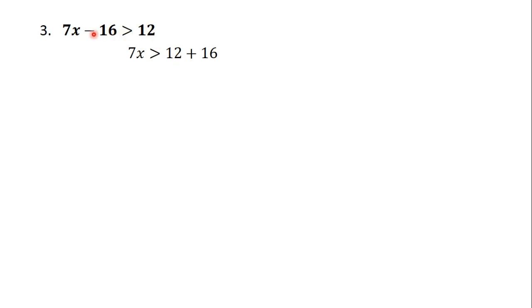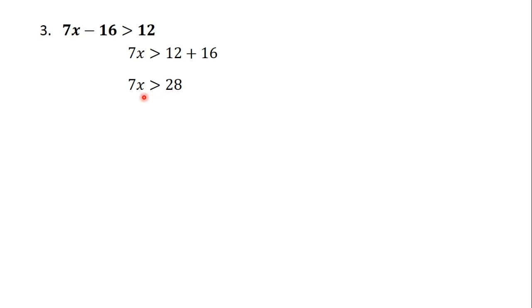Now this 16 is minus. As soon as a number or a term crosses the inequality sign, it changes the sign to the other sign. If it's negative, it becomes positive. If it's positive, it becomes negative. Here 16 is negative, so when it crosses the inequality sign, it becomes positive. So we are going to have 7x is greater than 12 plus 16, which is 28.